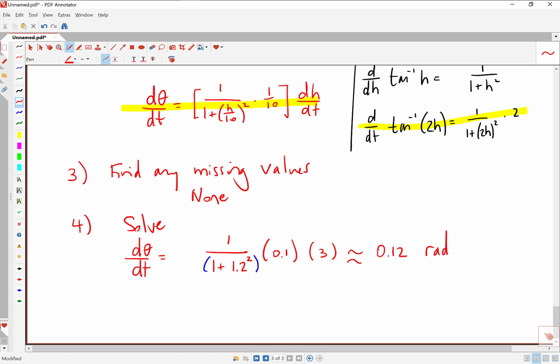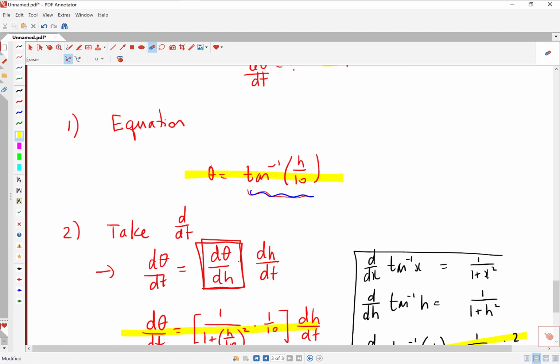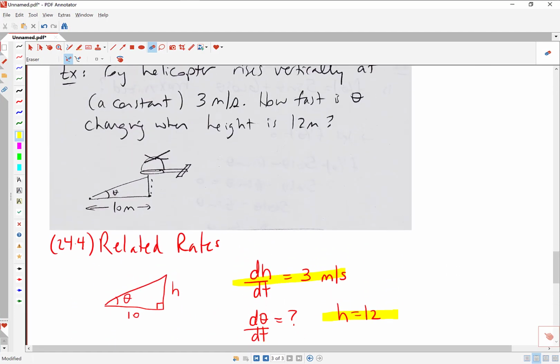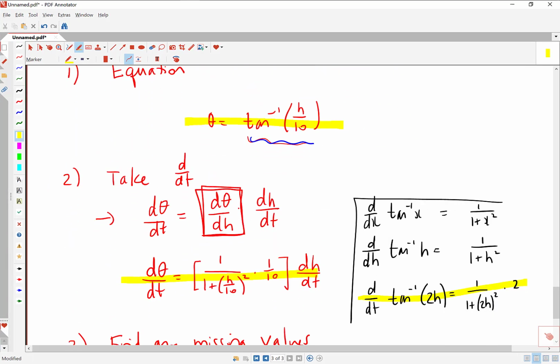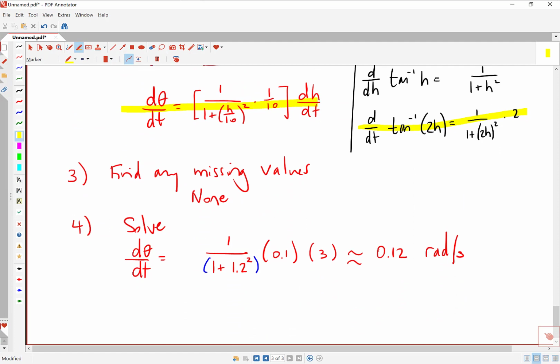That is measured in radians per second, because when you think about units, you're thinking about what are my units of theta divided by what are my units for time. So for theta, it's going to be measured in radians, and for time, it's going to be measured in seconds. Incidentally, we know time is in seconds because we're told in the question that the helicopter was rising at 3 meters per second. Okay, so we got 0.12 radians per second. If you want, you could multiply that by 180 degrees over pi. I would say this is optional. And that would take you into degrees per second.